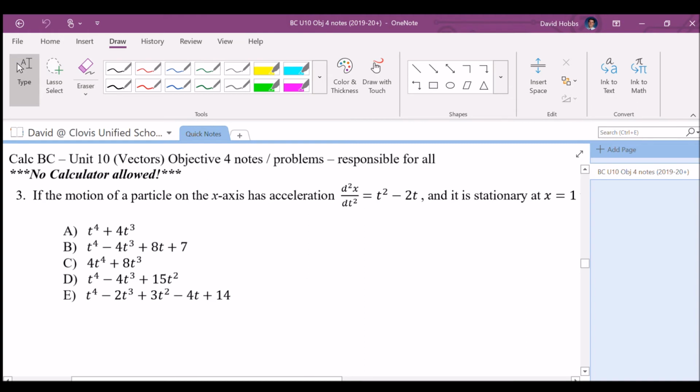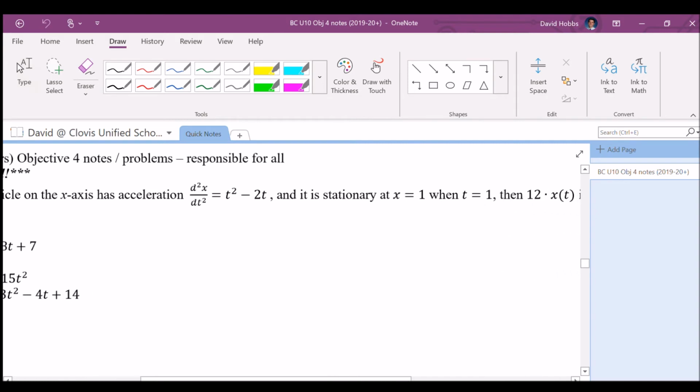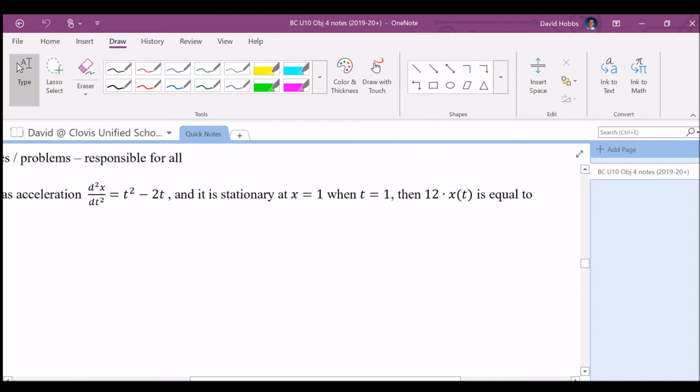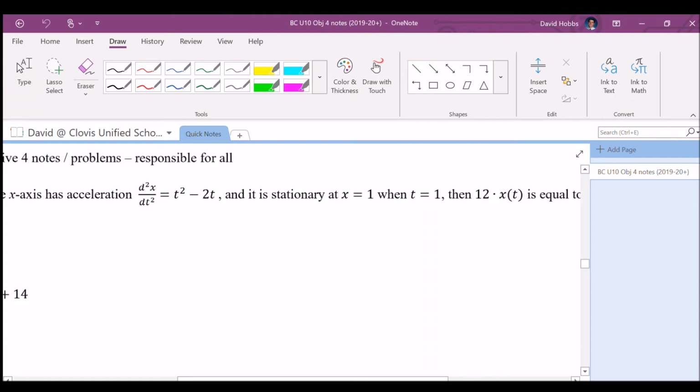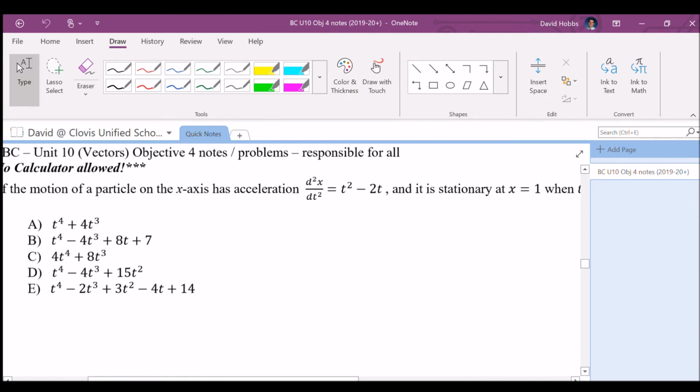If the motion of a particle on the x-axis has acceleration 12 times x of t, and it is stationary at x equals 1 when t equals 1, then x of t is equal to what? Okay, well, if we integrate the second derivative of x with respect to time, we'll integrate that with respect to t.